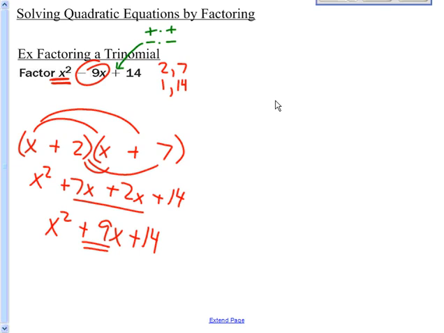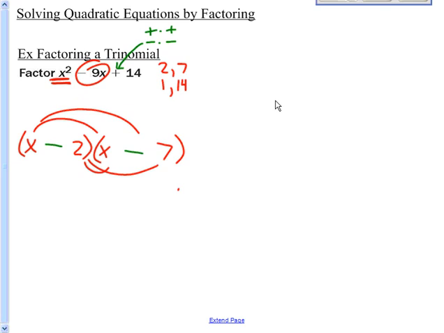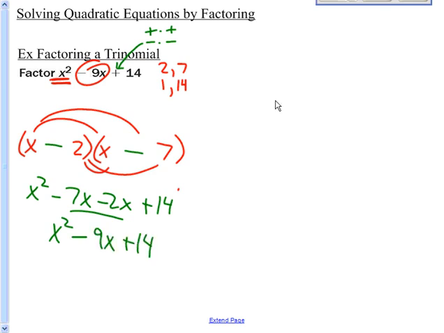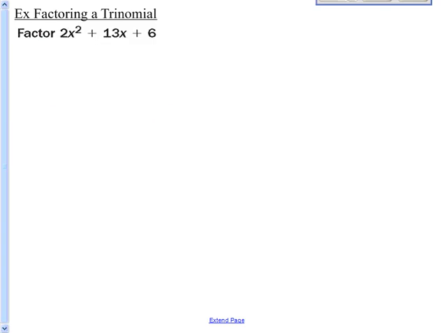So instead of positive, positive, it's got to be negative, negative. And then you multiply that, and you get x squared minus 7x minus 2x plus 14. Combine your like terms, and aha, that's what I started with: x squared minus 9x plus 14. So this right there is my factorization: x minus 2 times x minus 7. That's kind of the idea here when you're factoring these things.